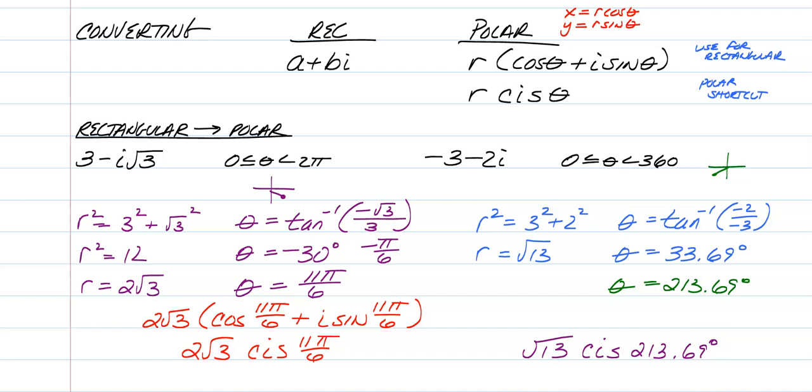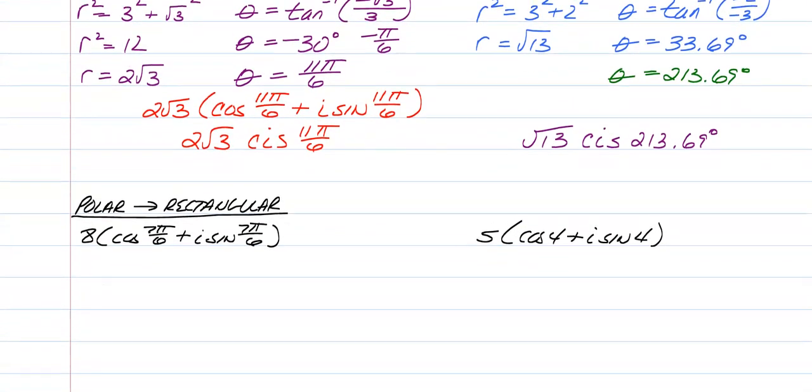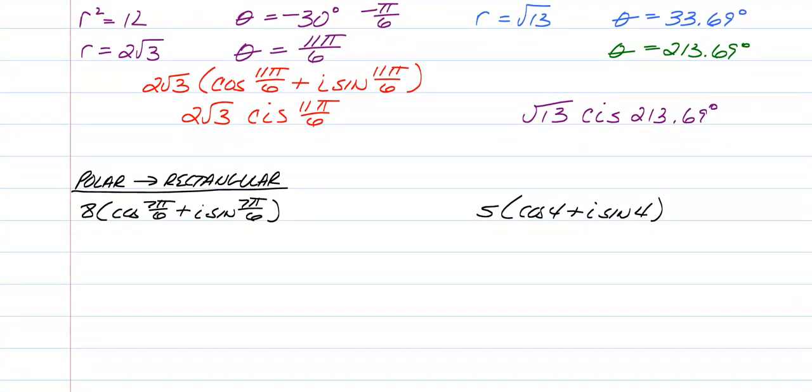That's how you go from rectangular to polar. Now, the last two examples are going from polar to rectangular. And this is not that bad at all. It just comes from the unit circle. Like many things that we've been doing lately, it comes from the unit circle.